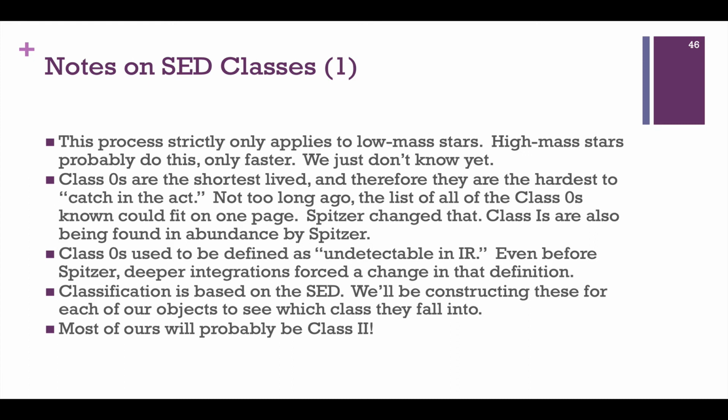Class 0s are the shortest lived, and they're the hardest to catch. Not too long ago, the list of all the class 0s that we knew could fit on far less than one page of a journal article. Spitzer revolutionized that. There are now lots of class 0s and lots of class 1s. Class 0s used to be defined simply as undetectable in the infrared. Even before Spitzer, that was not a very good definition. But the classification really is based on the SED, and we're going to be making SEDs and putting them in classification bins to see how many we get. Most of the ones that we find are probably going to be class 2, I would guess.